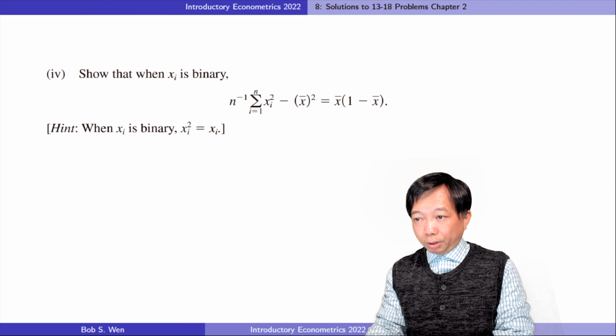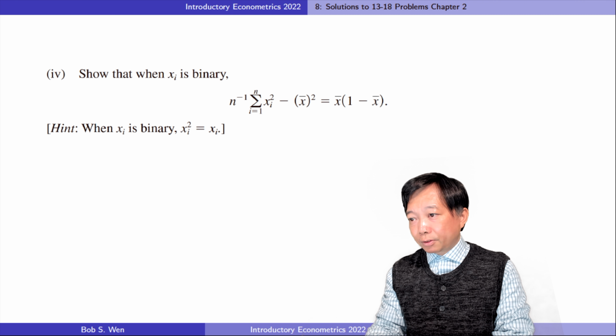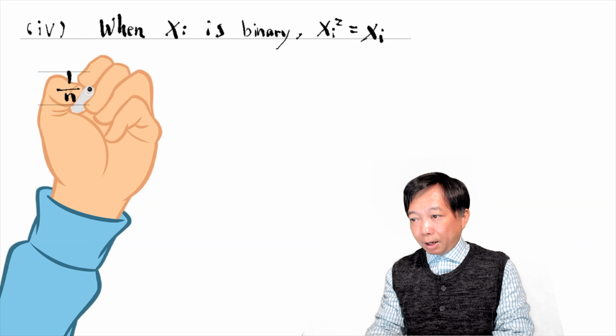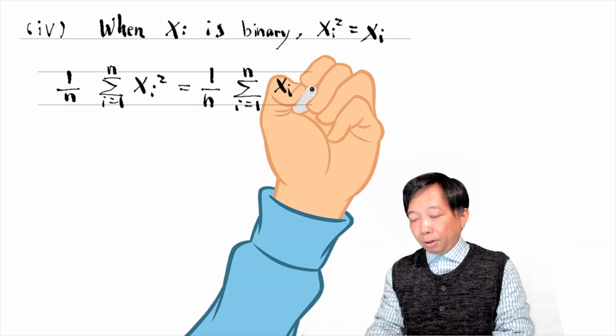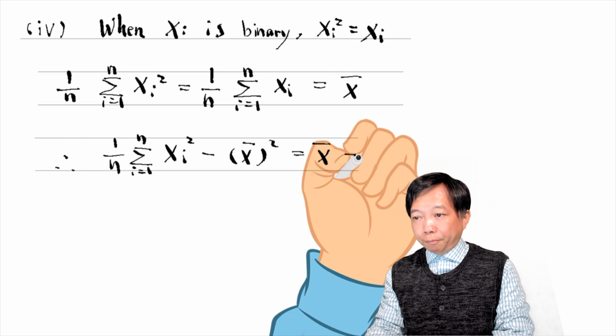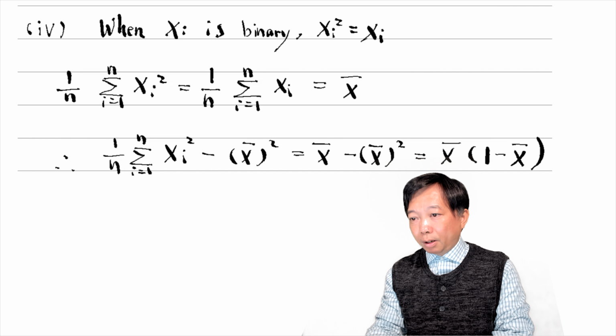The fourth question is to show that when xi is binary, the following equation holds. The key is that for a binary variable, xi squared equals xi. So the first term on the left-hand side becomes the sample mean of xi. And then we obtain the equation.